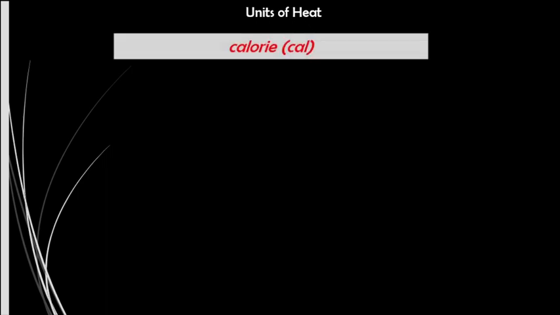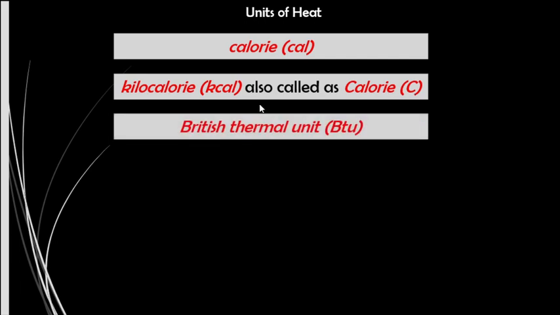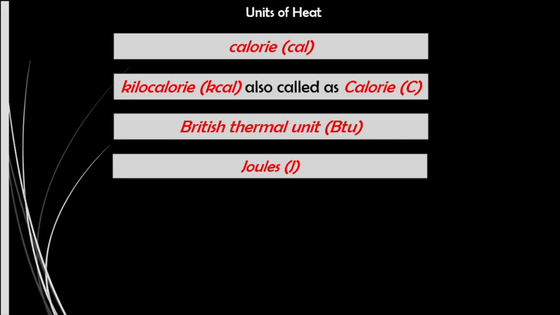For the units of heat, we have the following. Calorie, abbreviated as cal. Kilocalorie, also known as Calorie with a capital C, with its abbreviation for kilocalorie as kcal, and for Calorie with capital C abbreviated as capital C. British Thermal Unit, abbreviated as BTU, and of course the very famous unit, which is joules, with the symbol J. So again, these are the units of heat that we will be using.